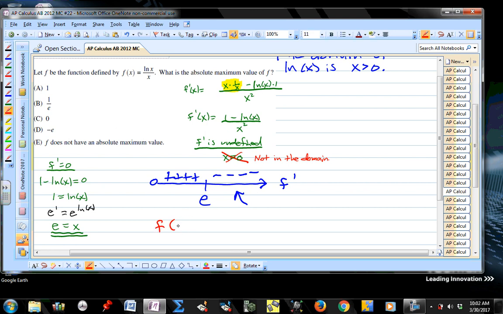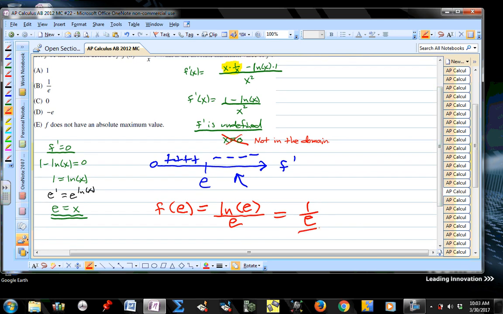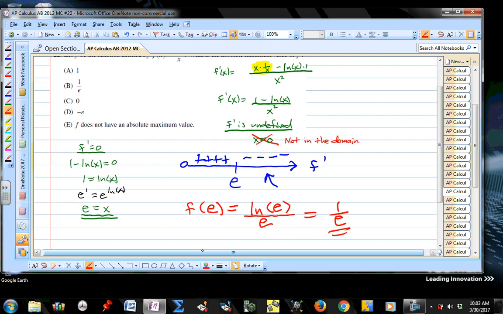Good Lord. There we go. And f of e is going to be the natural log of e all over e. Remember, natural log of e is 1. 1 over e is our absolute maximum value, which matches option letter B.